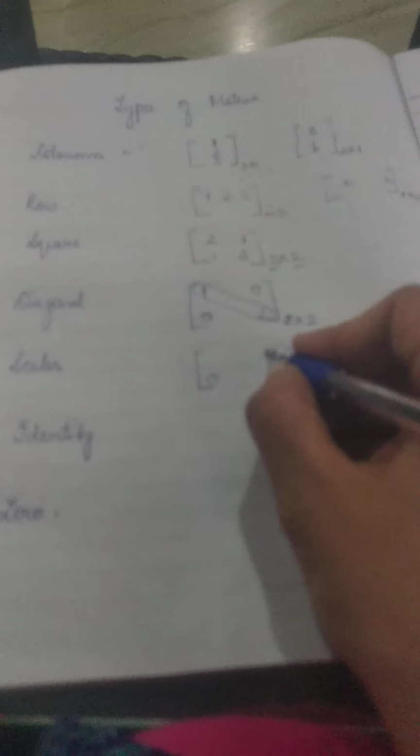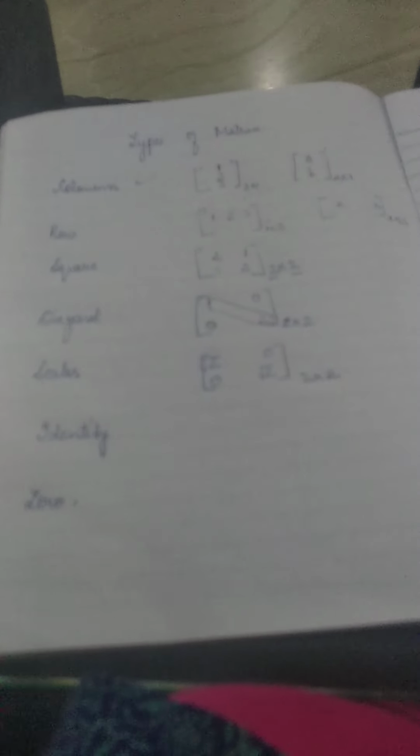A scalar matrix will also be defined as a diagonal matrix. By diagonal matrix we mean that the non-diagonal elements would be 0, but the diagonal elements would be a constant value. So it can be 2 and 2, or it can be root 2 and root 2. Remember, the diagonal elements both have to be the same, any scalar quantity. Likewise, a scalar matrix can also be a 3 by 3 matrix as well.